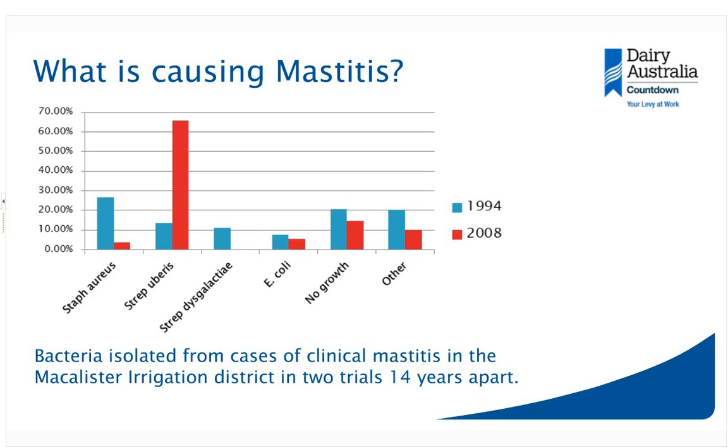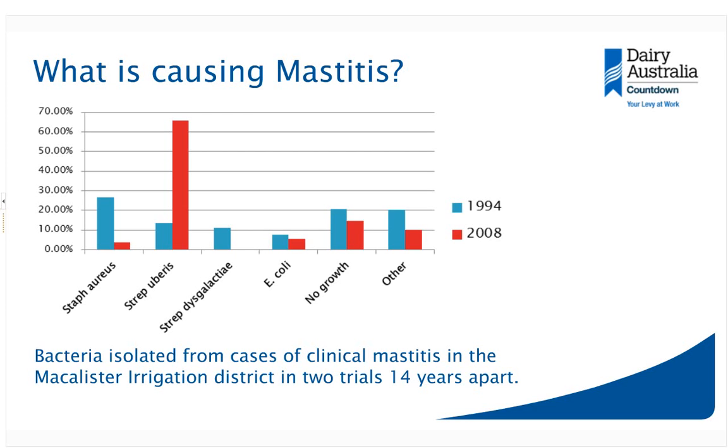So if we also look at what's causing mastitis, now again, this is quite an old slide from the McAllister district from Jacob. This is showing the change in pathogen profile of what's causing mastitis. And while this data is from our area in Gippsland in Victoria, it would reflect a general trend not only around Australia but around the world in the reduction in contagious pathogens and an increase in the environmental bacteria.